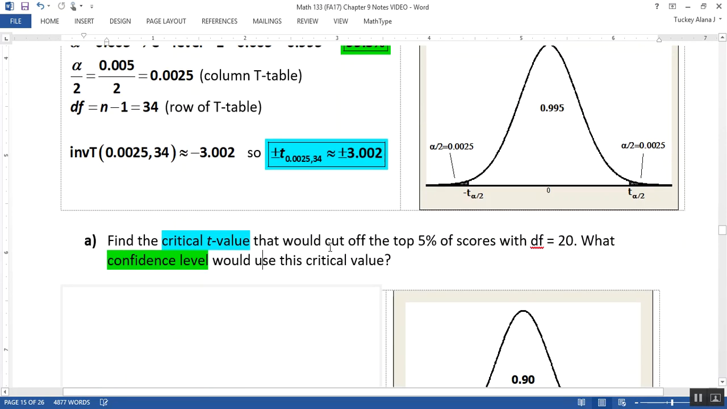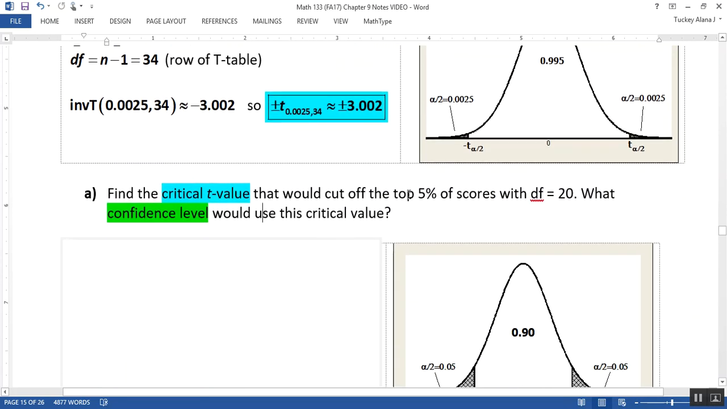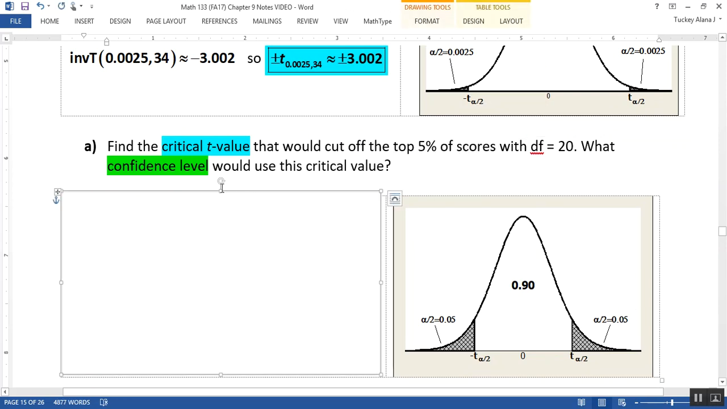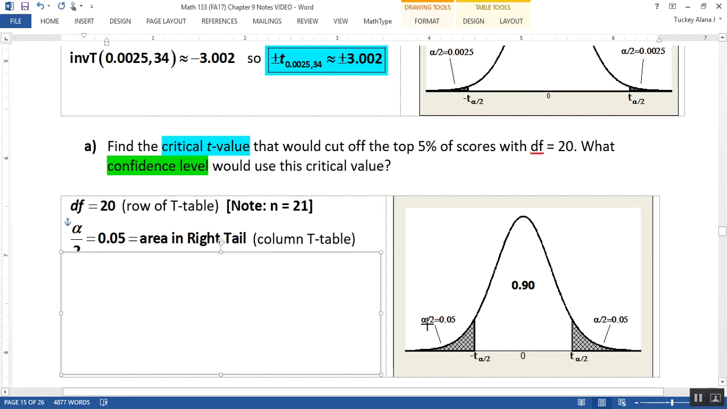Okay, now what about the critical t-value that would cut off the top 5% of scores with the degrees of freedom equal to 20? And what would the confidence level be for that? Okay, so the top 5% means that I'm already giving you alpha over 2. Alpha over 2 has got to be 0.05. But then there's another alpha over 2 on the other side, which also has to be 0.05, because that's the way confidence intervals work. There's always a center and two tails that are identical.